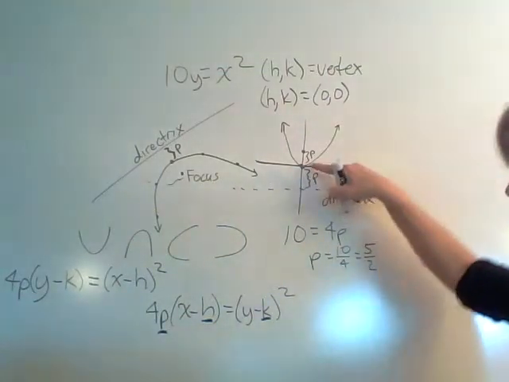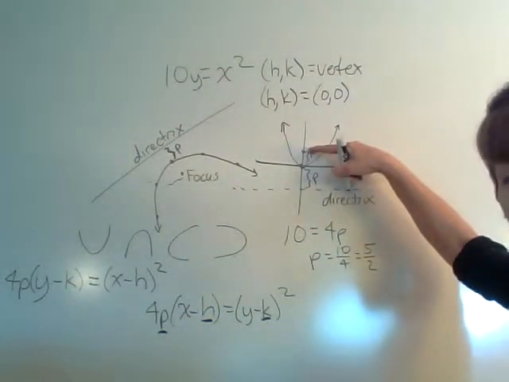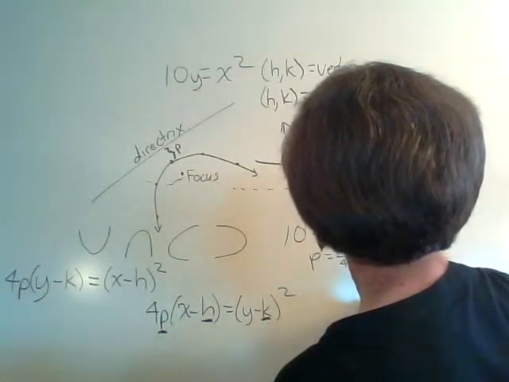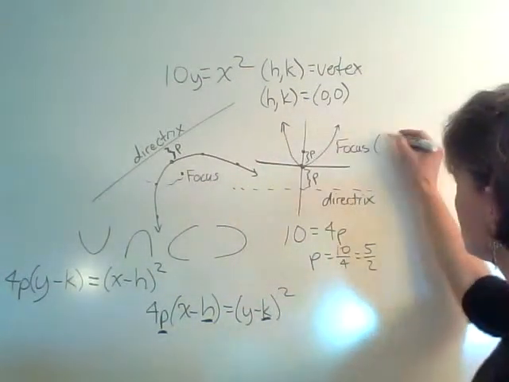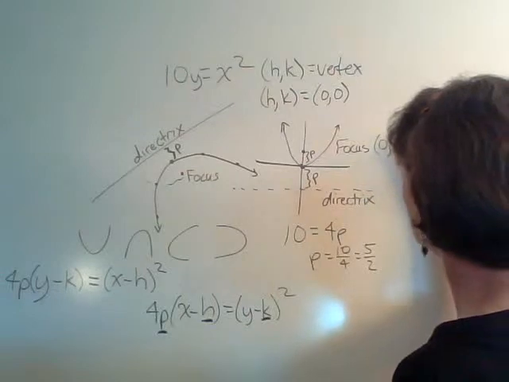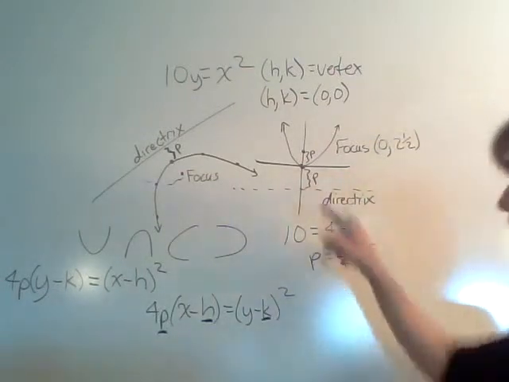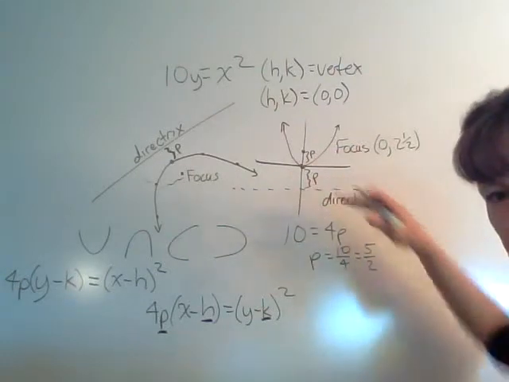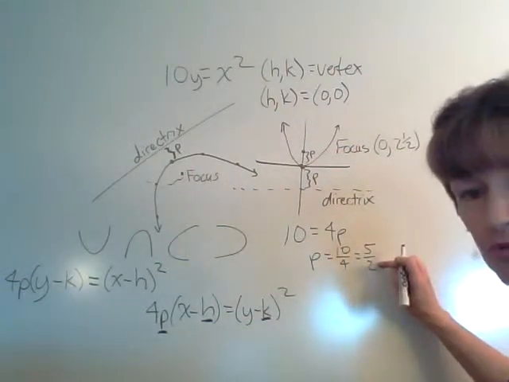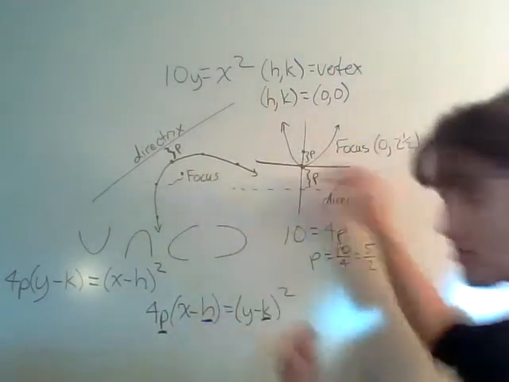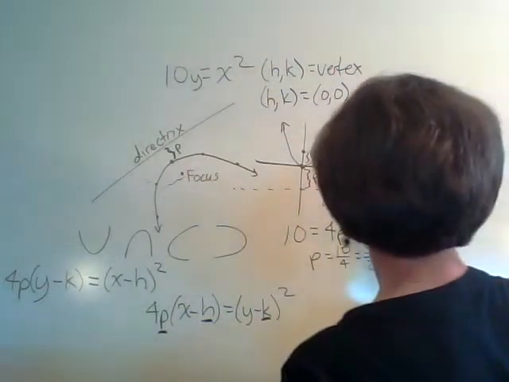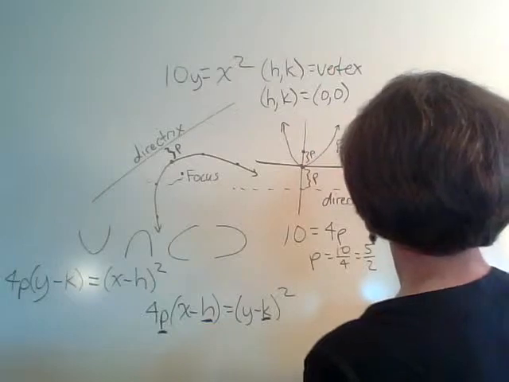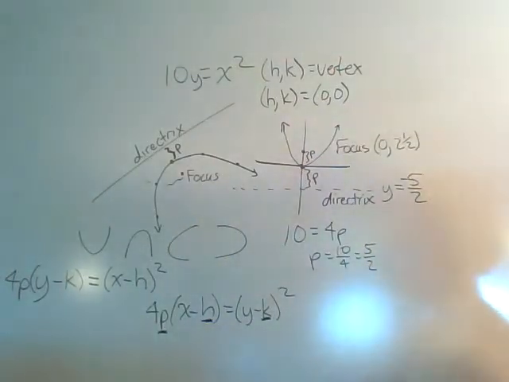So that means that I'm going to go up 2.5 to get my focus, which means that the focus in this case will be at 0 and then 2 1/2 or 5 halves. And then my directrix will be beneath my vertex by 5 halves units or 2.5 units, and it's a horizontal line, so it's y equals, so the directrix is y equals negative 5 halves.